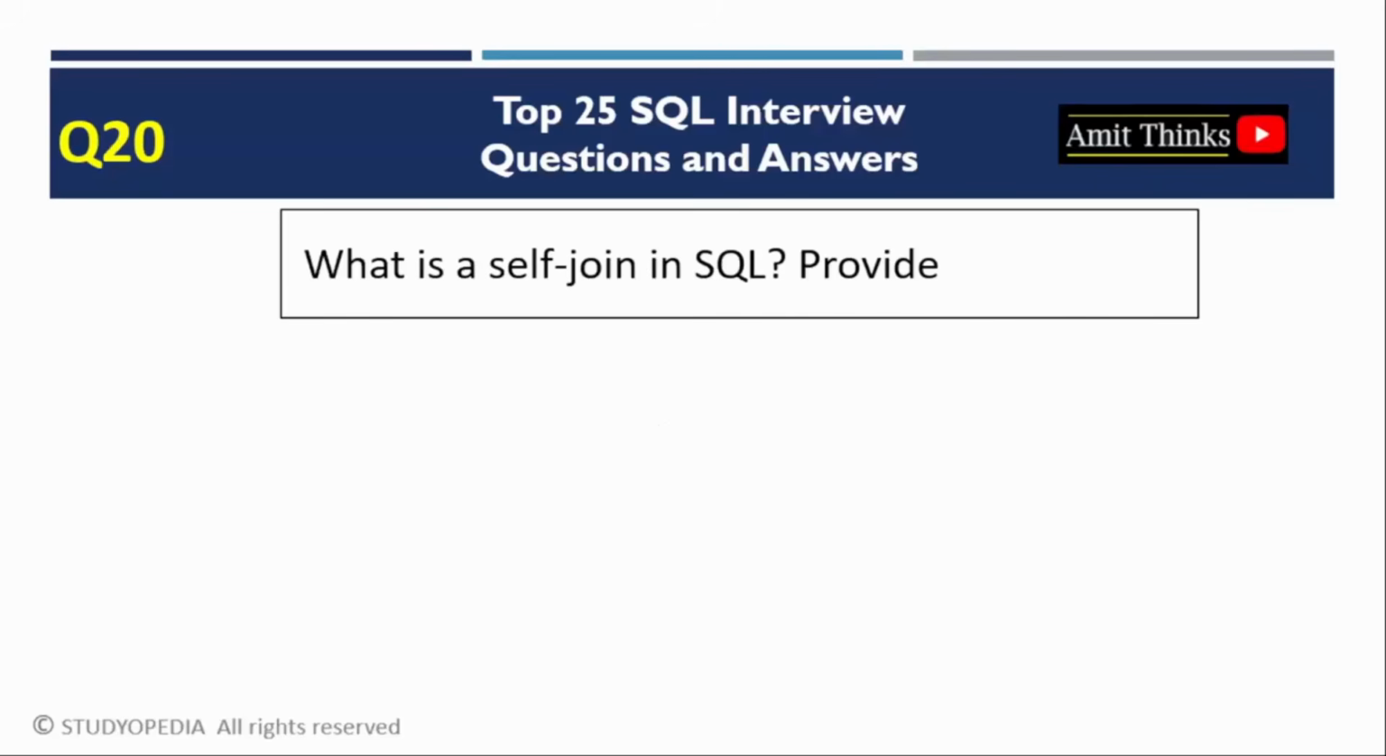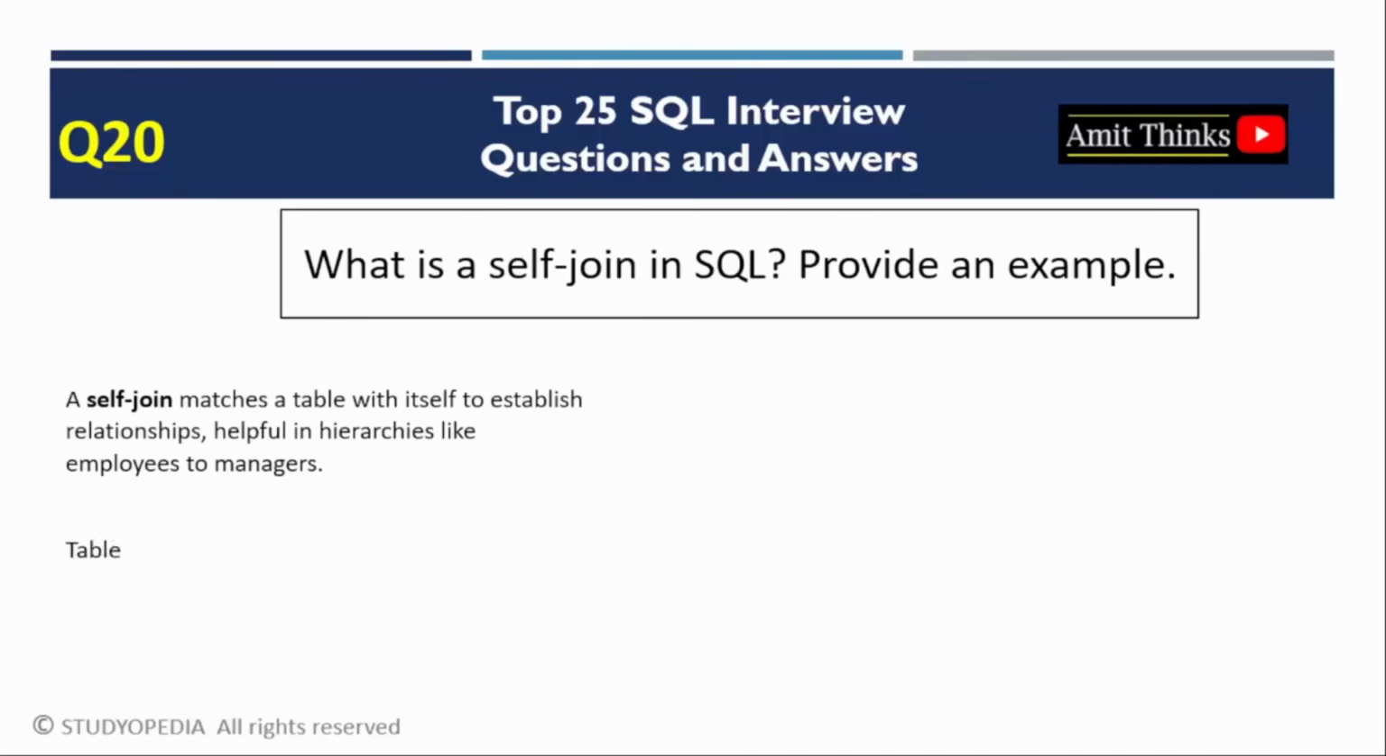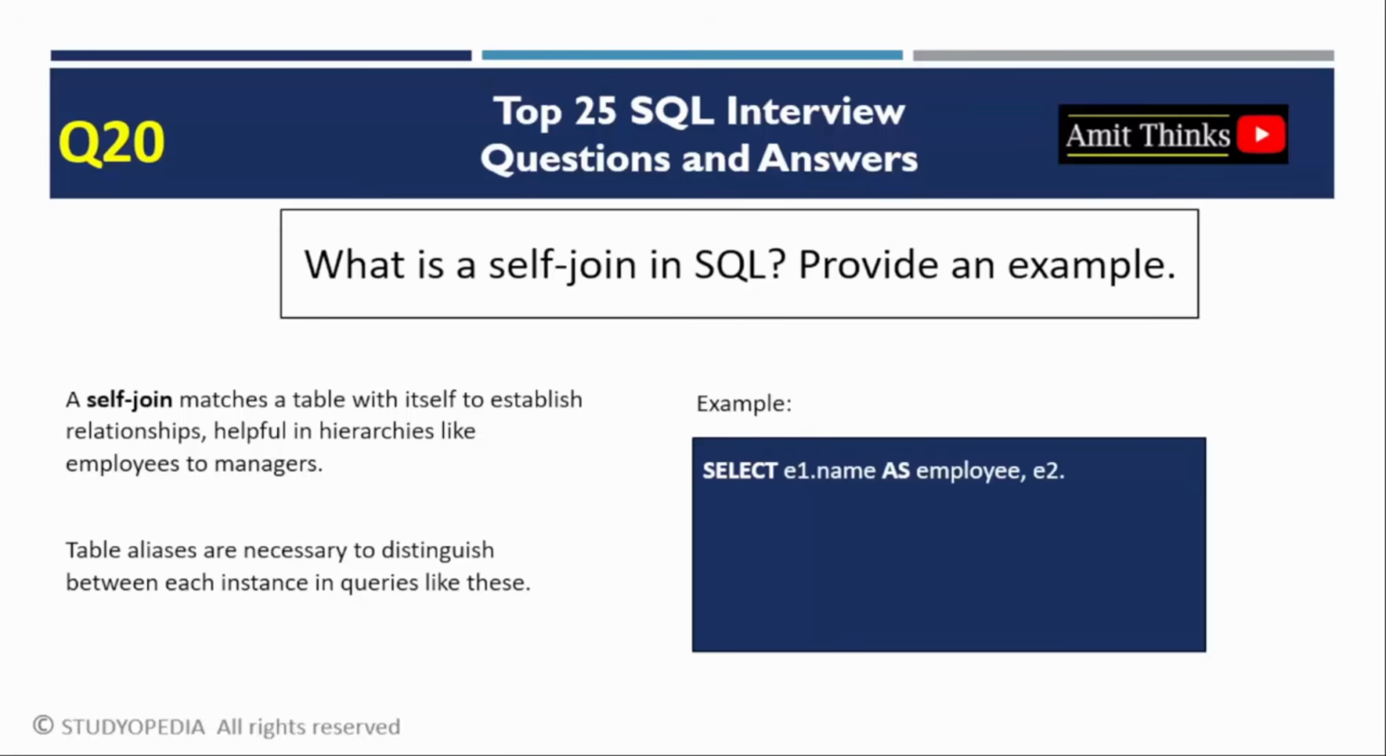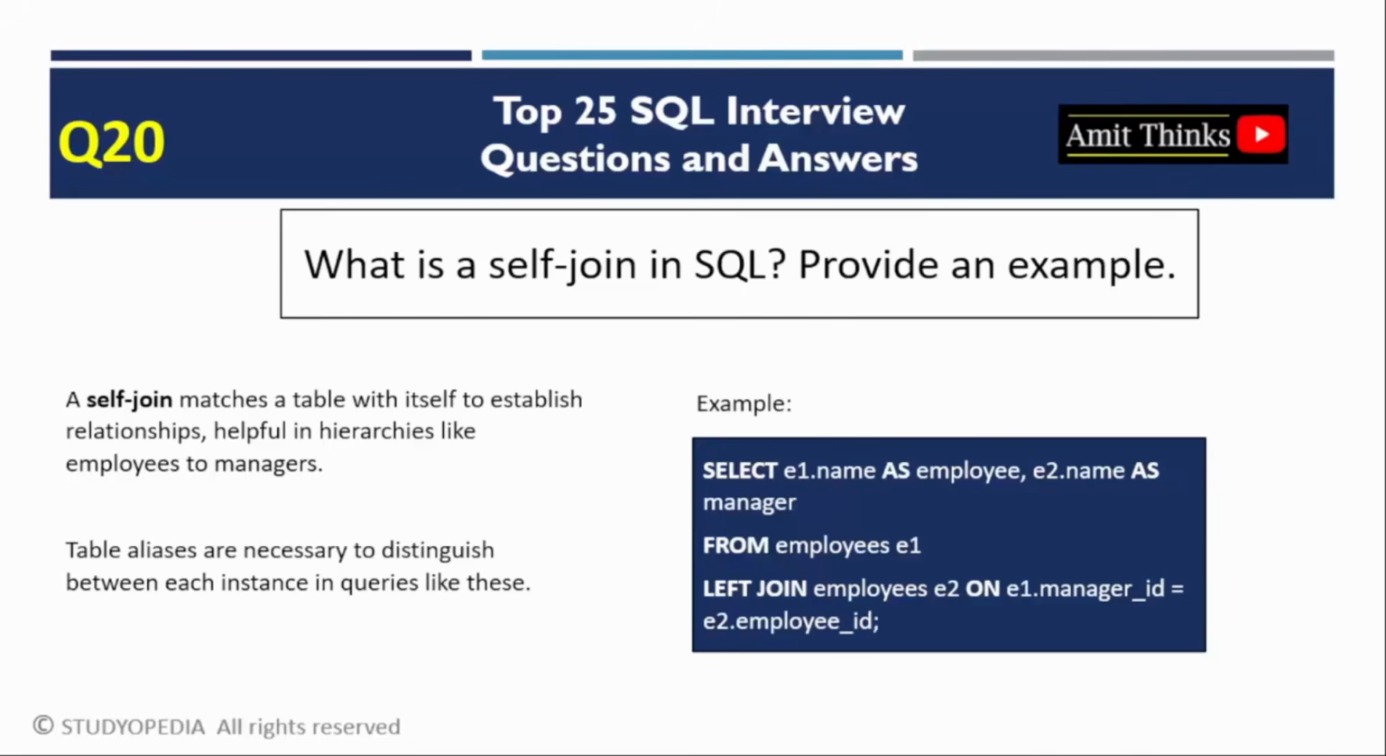What is a self join in SQL? Provide an example. A self join joins a table to itself. Example, employee manager relationships. Use aliases to distinguish between instances of the same table. Let us see an example. Here we are using left join. This query is designed to show each employee along with the name of their manager using a self join on the employees table.